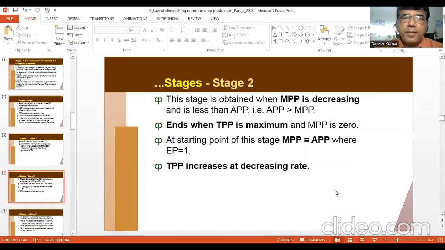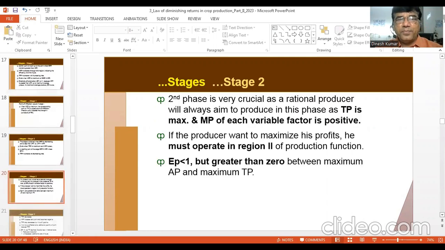Now stage 2. This stage is obtained when MPP is decreasing and is less than APP. So APP is more than MPP in stage 2. You can see the relationship. It ends when TPP is maximum and MPP is 0. So at the end of this stage, you will have maximum total product and 0 MP. At the starting point of this stage, MP is equal to AP, where EP is 1. And TPP increases at a decreasing rate. In stage 2, it is increasing, and at the end of this stage, it will reach maximum.